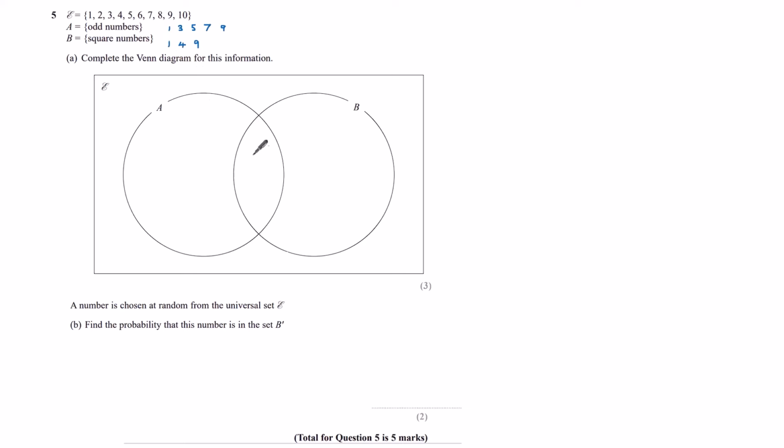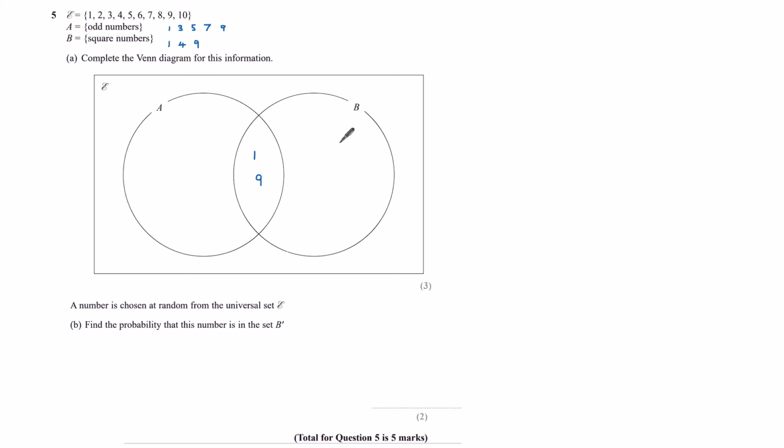Now the best way to complete a Venn diagram is to first look for the numbers which go in this middle section. So that is all the numbers that are both odd and square. And I can see I've got 2 here. I've got 1 and 9, which is in both of those sets.